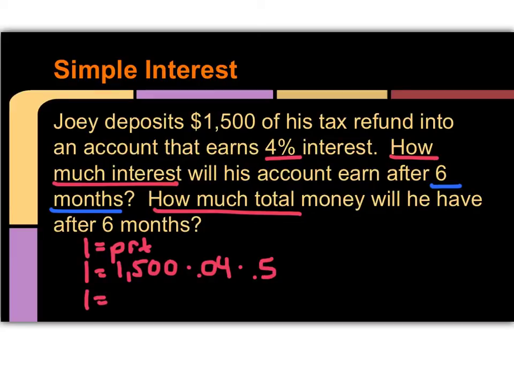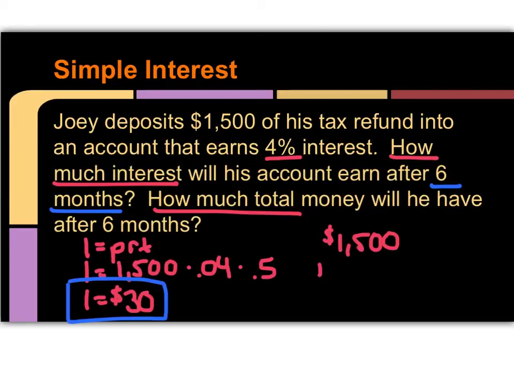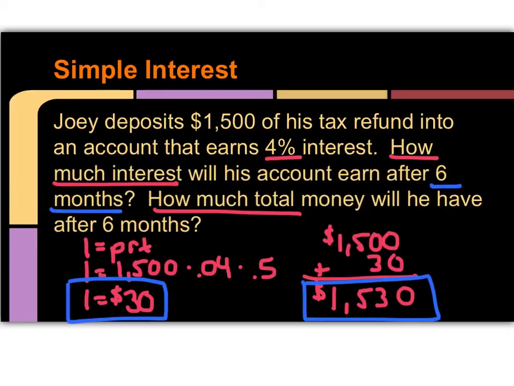When I multiply all those, I get $30. And that's our first answer. This answer is how much interest, but now we've got to find the total. So I take the $1,500 he started with, and I add $30 to that. And I know that his total is $1,530.